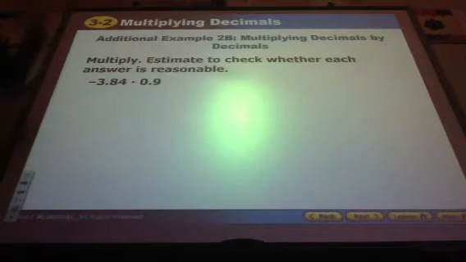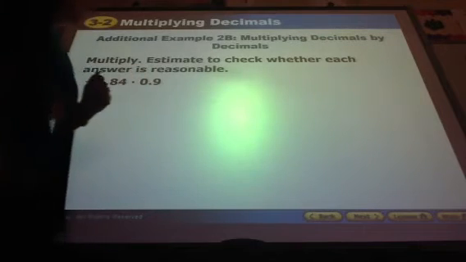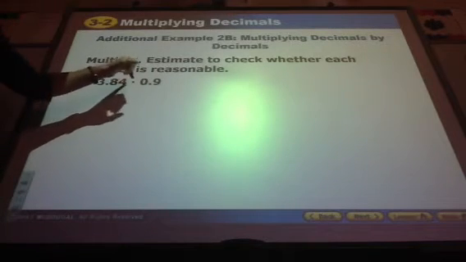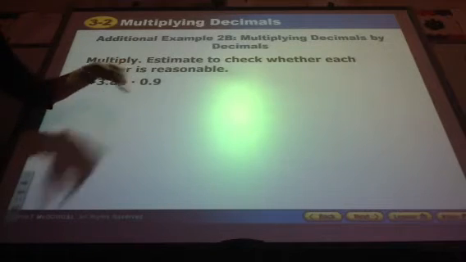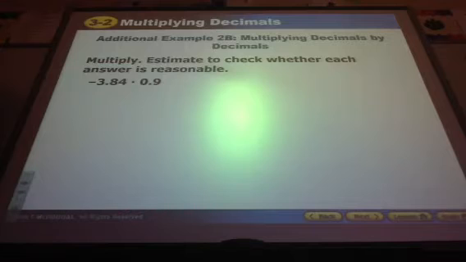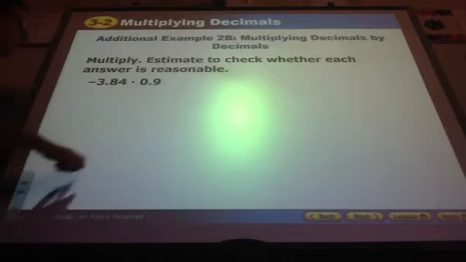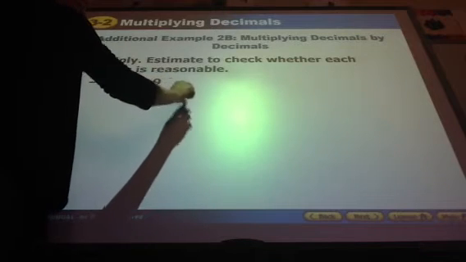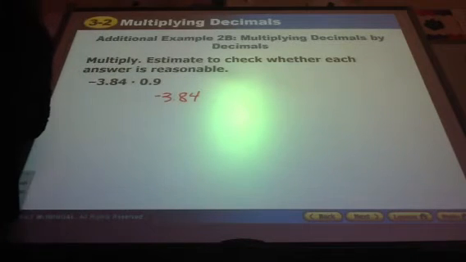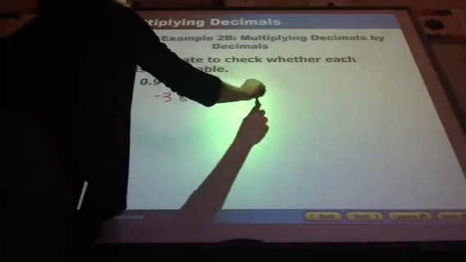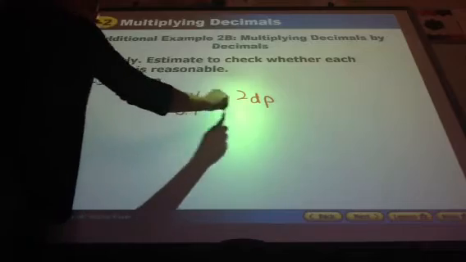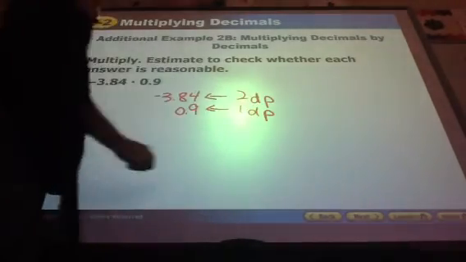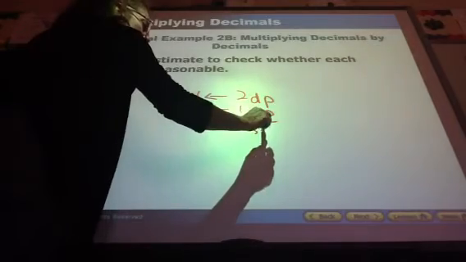Okay, the next one, let's try this checking for understanding as well. So pause the video and do negative 3.84 times 9/10. And notice you've got a negative times a positive. So go ahead and pause. Okay, so for this one we've got negative 3.84, which has 2 decimal places, 2 DP. And then we've got 9/10, which has 1 decimal place. So we know that our answer is going to have 3 decimal places.